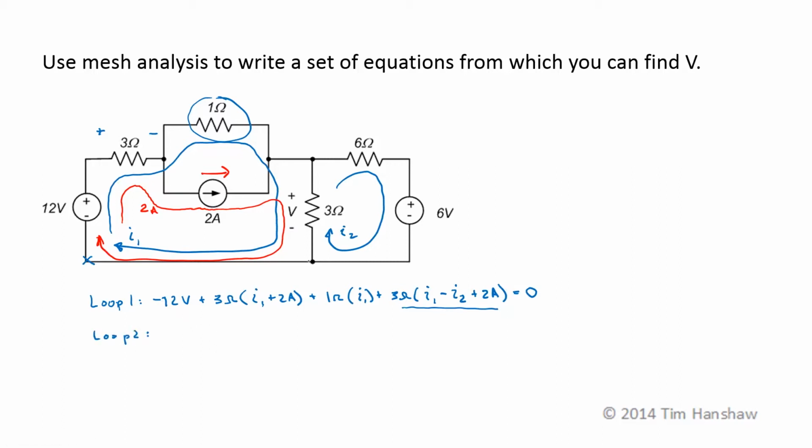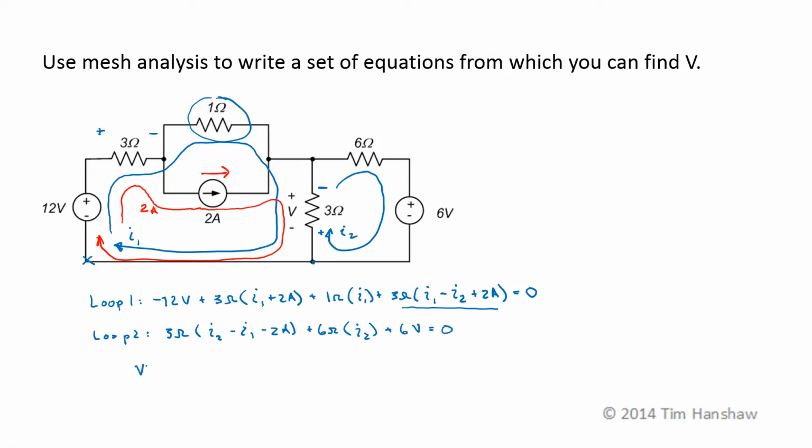For loop 2, going here, now I'm going to set my polarity according to the current I2, so this is my positive terminal. So I have 3 ohms times I2 minus I1 minus my 2 amp constraint, because that's now entering this negative terminal, plus 6 ohms times I2, which is the only mesh current going through that 6 ohm resistor, plus 6 volts is equal to 0.